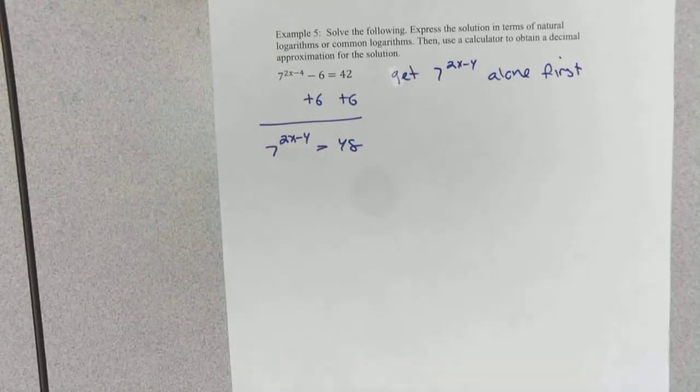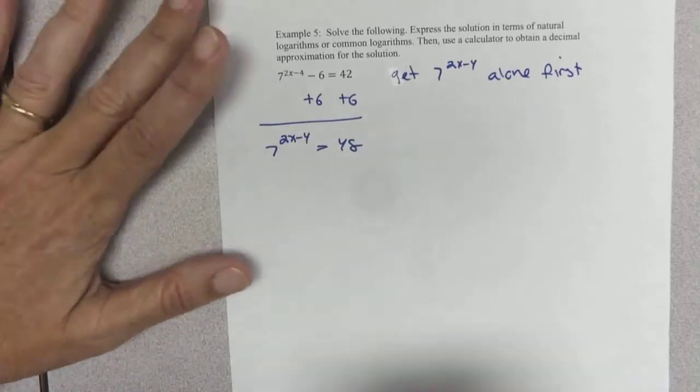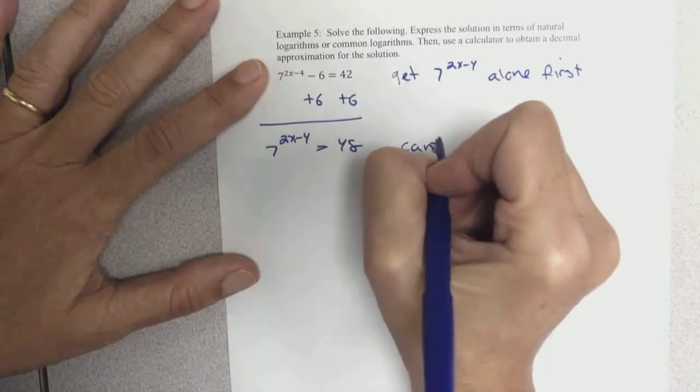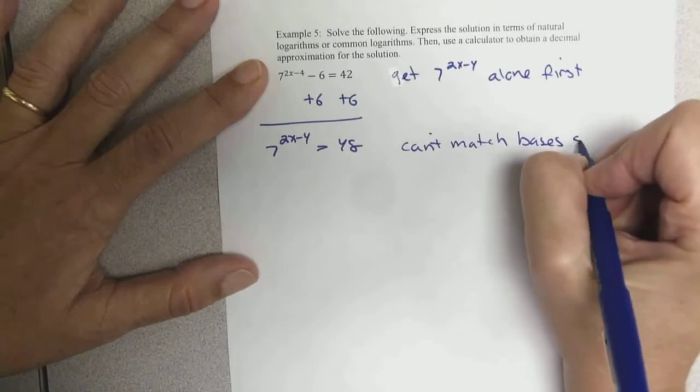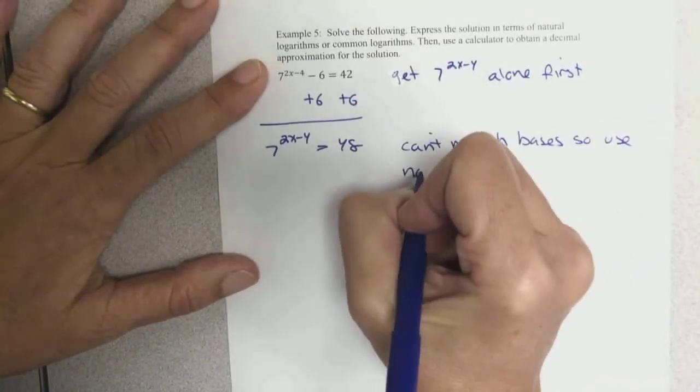And then I look at it, and I ask myself whether I could match the bases. Can't. If it was 49, I could match those bases. But it's 48, and I can't say 48 is 7 to some sort of nice exponent. Yeah, there's some sort of irrational, weird exponent to make it work. But I can't say right off the bat 48 is 7 to the whatever. So I have to use logarithms. I can't match the bases. So use natural logs.